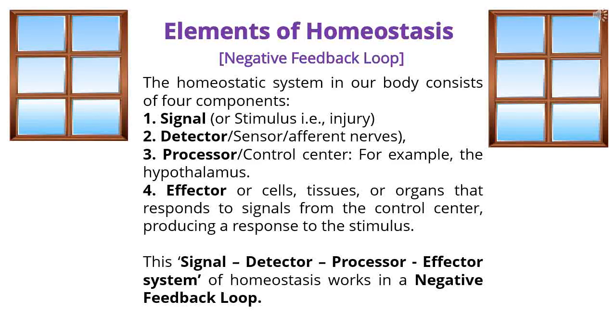Effector is either the cell, tissue, or an organ that responds to signals from the processor, producing a response to the stimulus in order to maintain constancy. For example, after trauma, the liver cells or effectors produce more glucose through gluconeogenesis to raise blood glucose levels. This signal detector processor effector system of homeostasis works in a negative feedback loop.